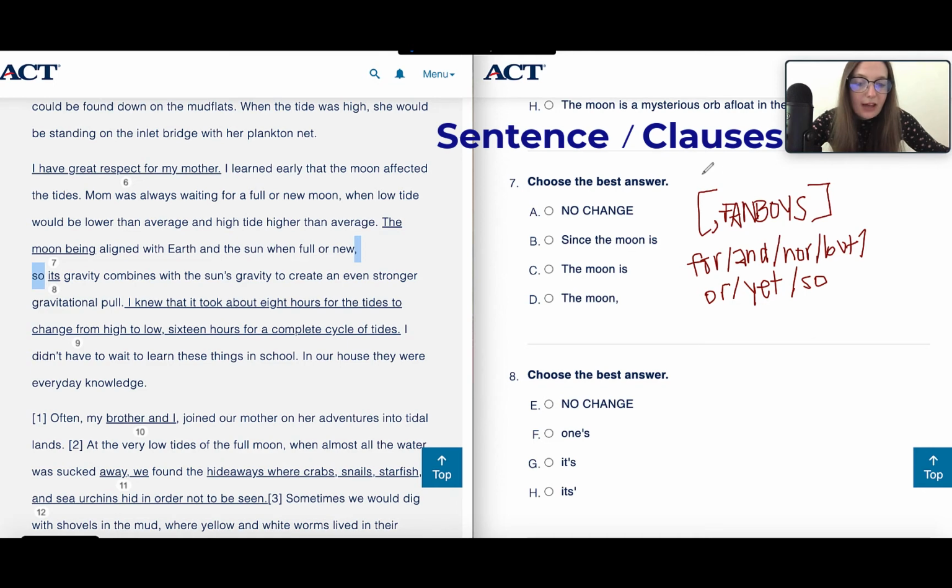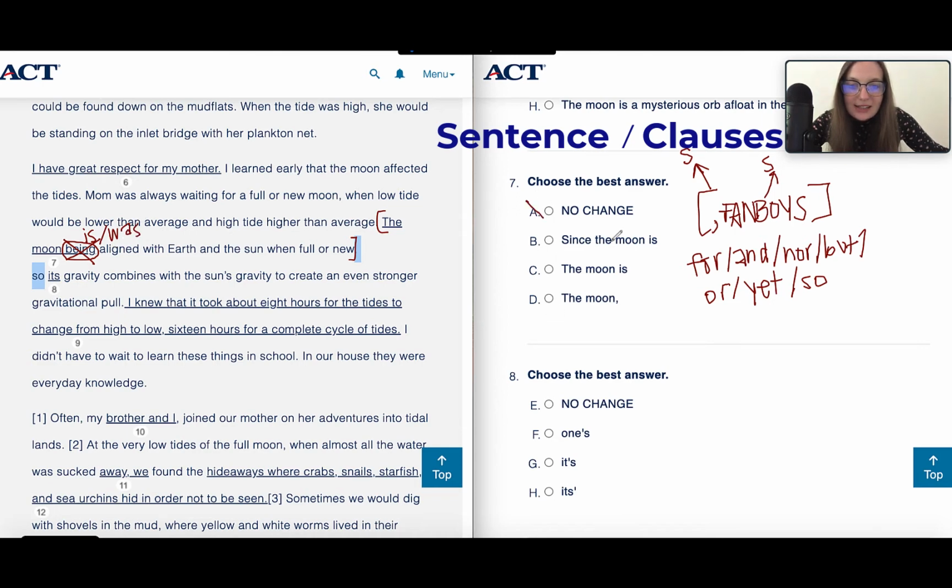And we use comma FANBOYS to link two full sentences. You also might have heard this referred to as two independent clauses. So because we see a comma with a "so," I know that my goal here is to make this whole part from "the" to "new" a full sentence. So if we pick choice A, "the moon being aligned with Earth," that's not going to be a full sentence because "being" is not a verb that has been conjugated. We would need to say "the moon is" or "the moon was aligned." We would need to conjugate "being" for that to be a sentence. So it can't be A then.